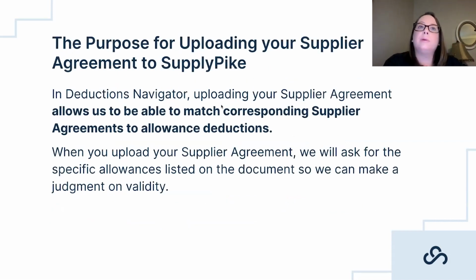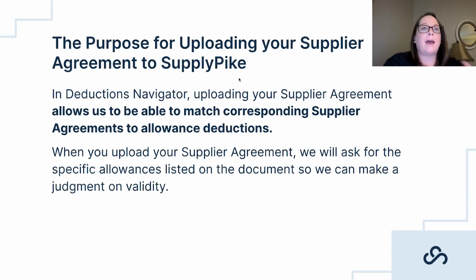So the supplier agreement helps SupplyPike understand if the allowance deductions that you see within Deductions Navigator are valid allowance deductions or if they are invalid allowance deductions according to your agreed upon allowances inside of the supplier agreement. In addition, once you upload your supplier agreement to SupplyPike, we will attach that supplier agreement to the corresponding deductions that you see in Deductions Navigator for Walmart, so that you can use the supplier agreement document when you are fighting those invalid deductions.